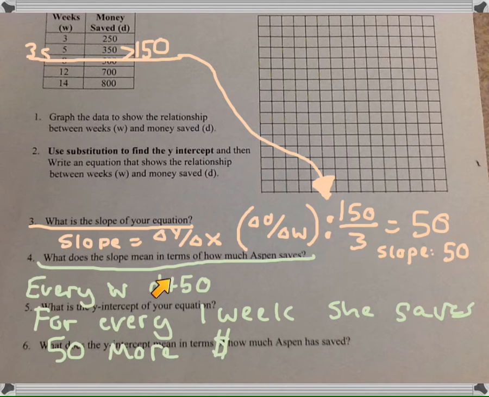Question 4 asks, what does the slope mean in terms of how much Aspen saves? So every time W increases by 1, D increases by 50. So for every 1 week she saves $50 more.